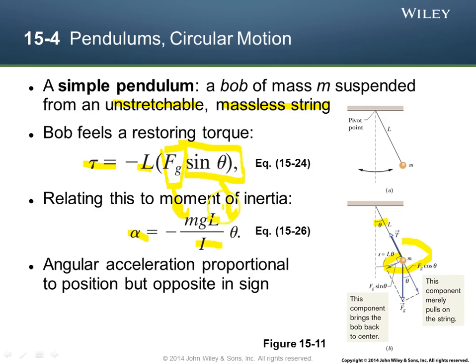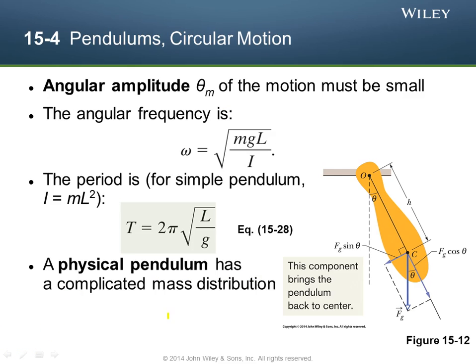And so we're making that approximation with the assumption that the angles will in fact remain small. And notice the angular acceleration is proportional to the position, but opposite in sign. And so that is obeying our Hooke's law and simple harmonic motion. So just like in linear harmonic motion, in the angular harmonic motion here, we have an angular amplitude that we'll call theta m, and we have an angular frequency.